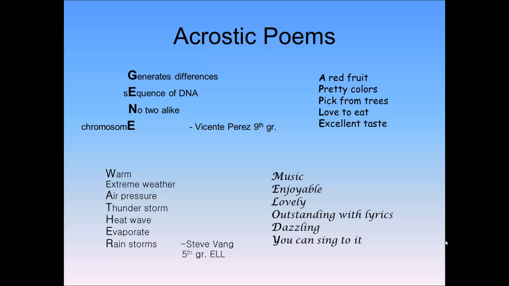Here are some other ones. The word gene, this was a 9th grader, and he actually wrote this one. He wrote, generates differences, sequence of DNA, no two alike chromosome. You can definitely tell he did learn about the word. And there's some examples for apple, weather. This was an English language learner, Steve. He wrote about extreme weather, and you can see that he put some words in there together. Melody. This was a music class, and this is what one student said. He said, music, enjoyable, lovely, outstanding with lyrics, dazzling, you can sing to it.